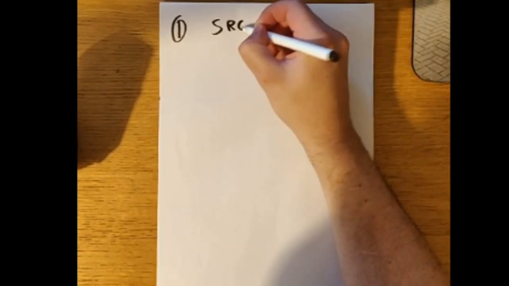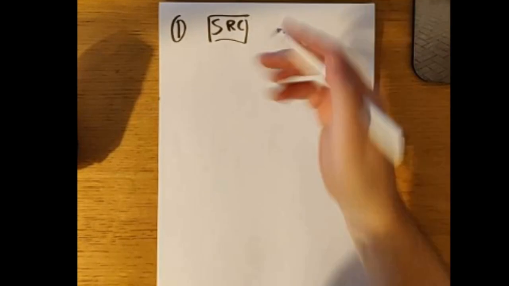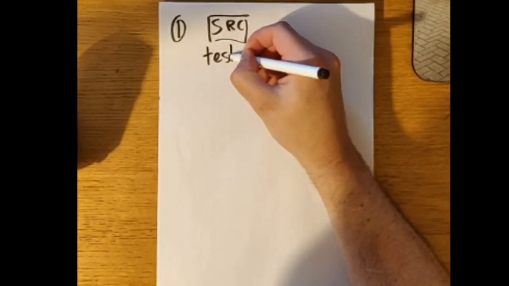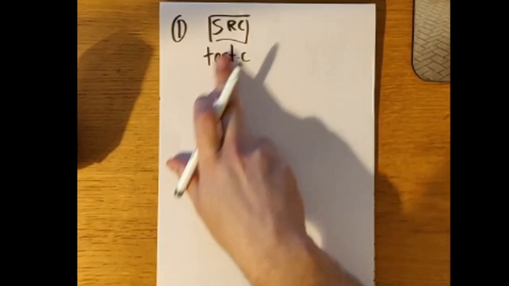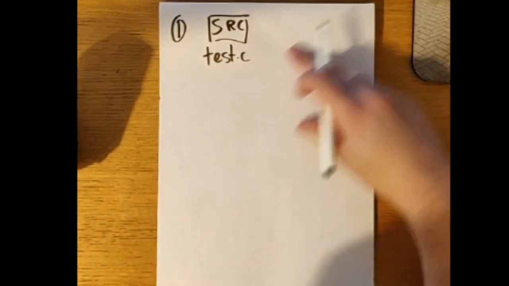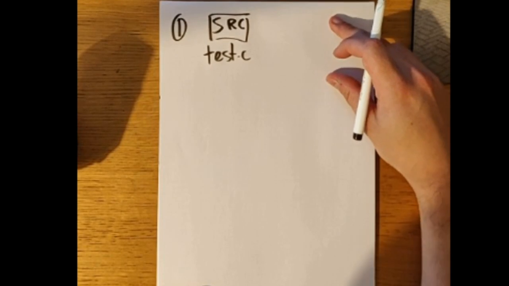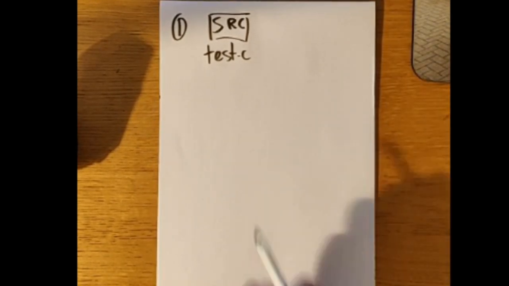Number one, I've got my source code, right? Remember, it's that clear text file that I've written that was called test.c. It's got some source code. I need to turn this clear text into a binary I can run on my machine. What we did traditionally with that was use a GCC compiler.